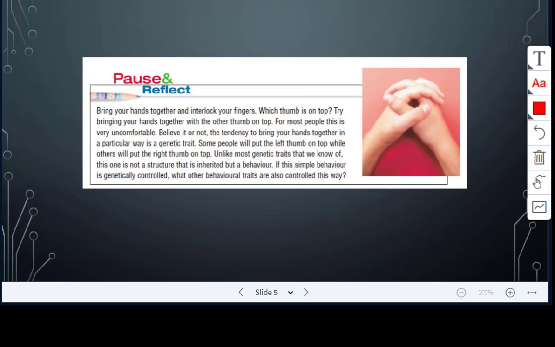All right, so here's an example you can try. Bring your hands together and interlock your fingers. Do it right now and see what happens. Which thumb is on top? Then try bringing your hands together with the other thumb on top. What you'll find is it's actually very uncomfortable. So believe it or not, the tendency to bring your hands together in a particular way is a genetic trait. Some people are going to put their left thumb on top. Other people are going to put their right thumb on top.